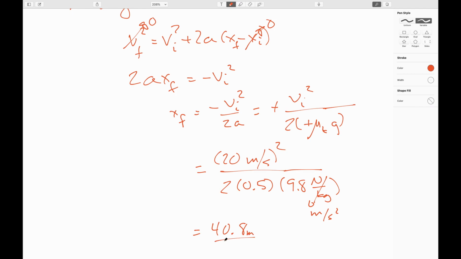40.8 of them. You might ask yourself, does that sound reasonable? Well, something moving at 20 meters per second is moving on a pretty good clip. So you might expect it to go skidding for a while. So yeah, that seems perfectly reasonable.